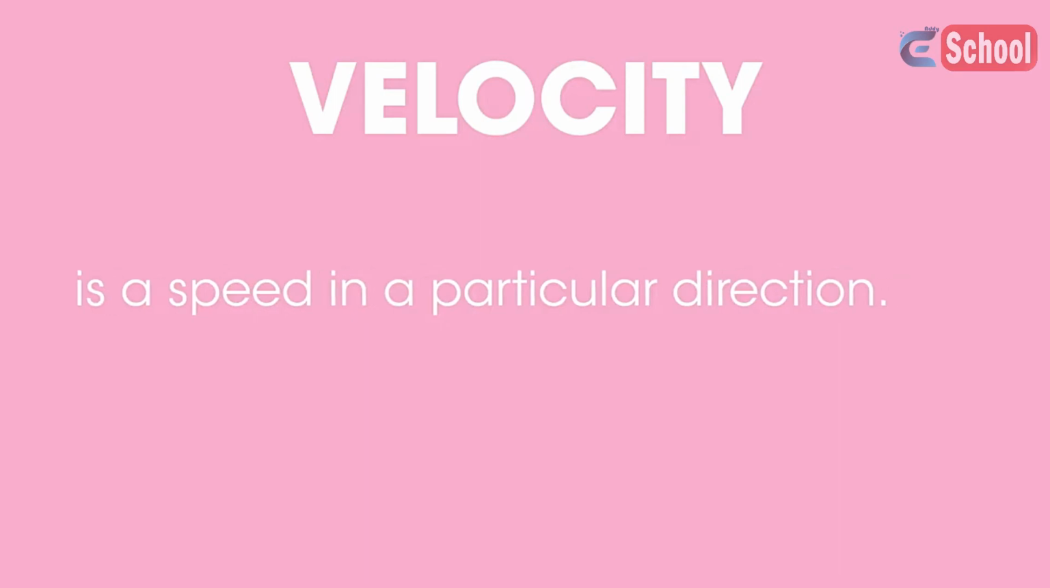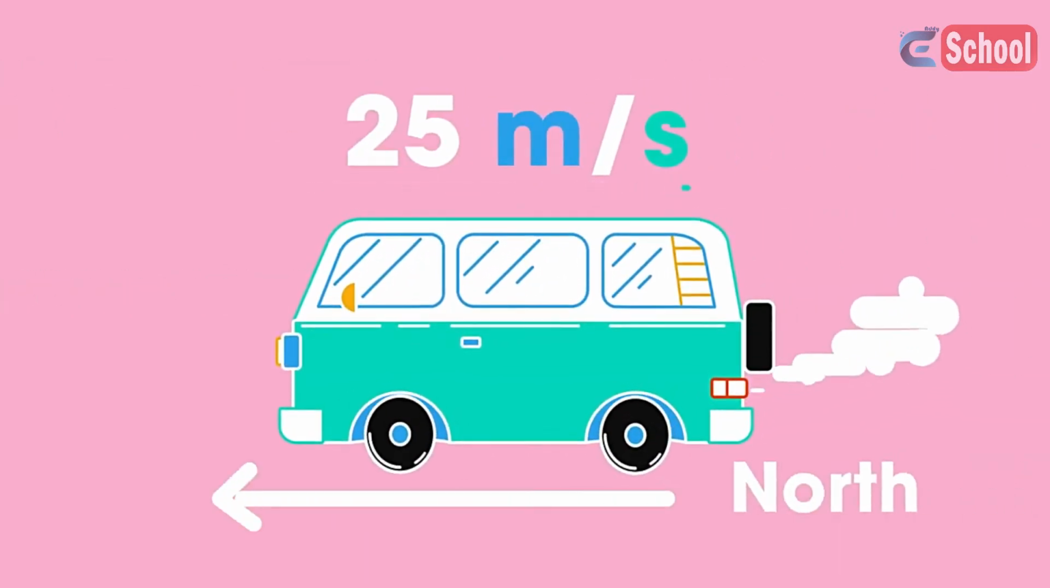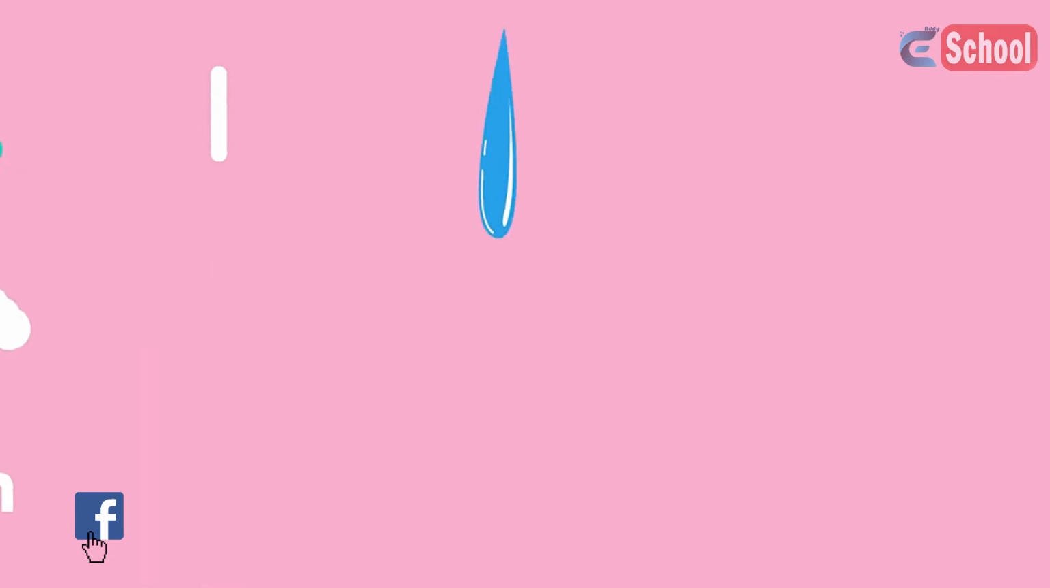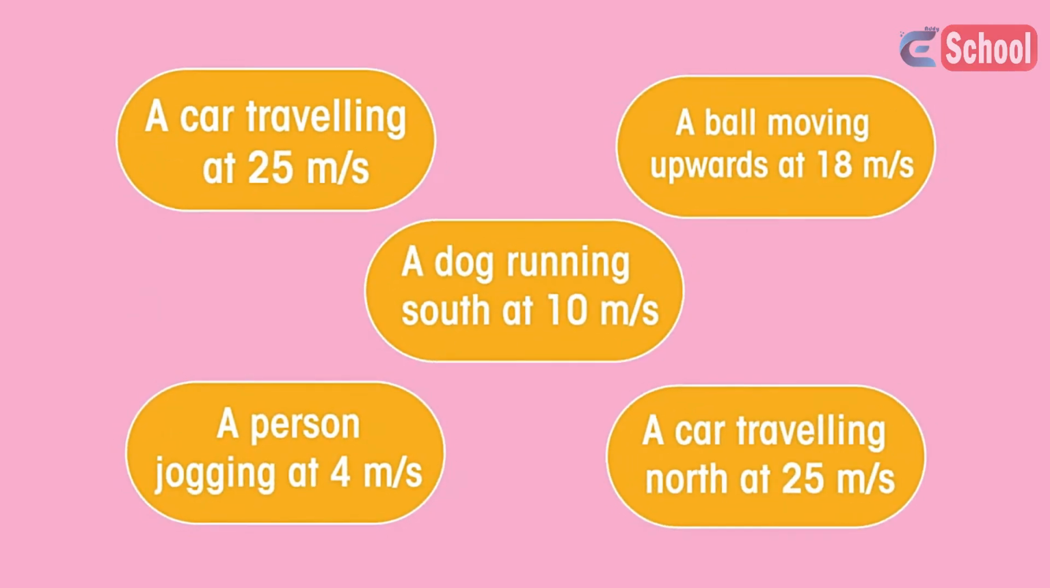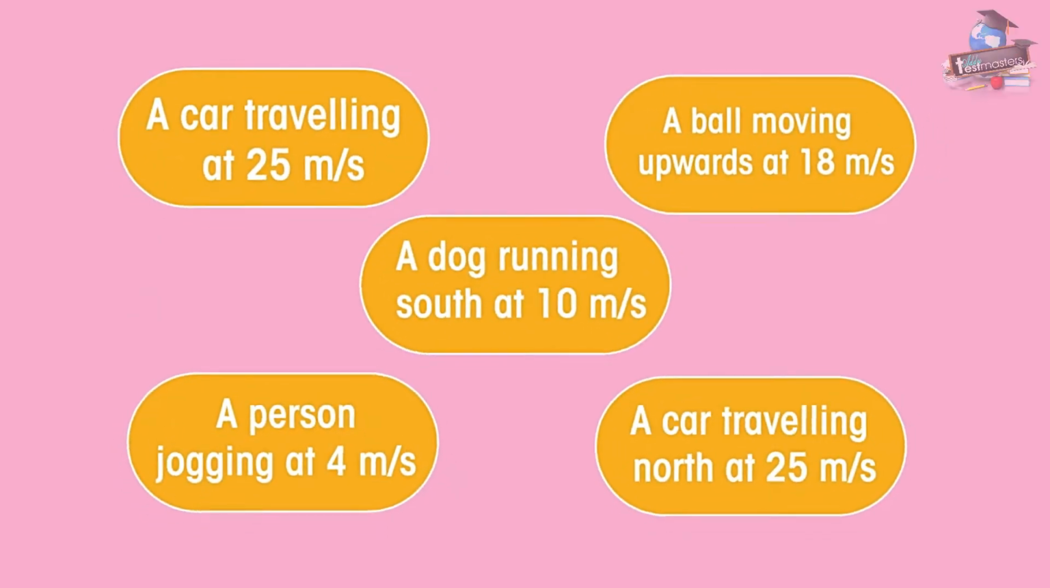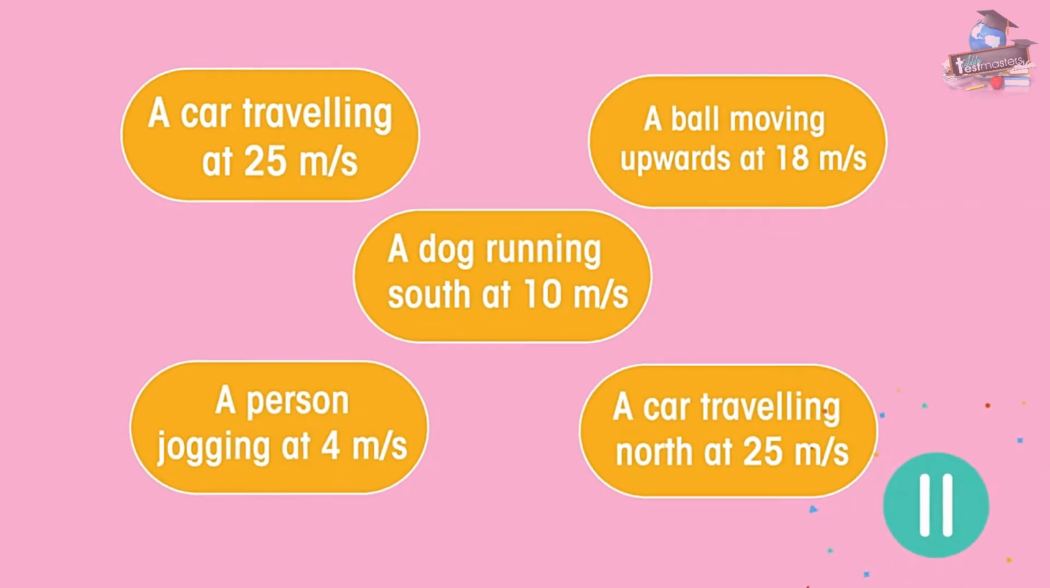For example, a van travelling north at 25 meters per second and a raindrop moving down at 1 meter per second. For each of these statements, decide whether they are a measure of speed or velocity. Pause the video while you think.